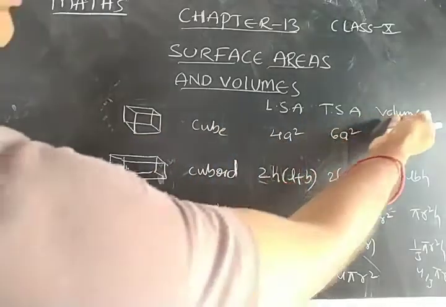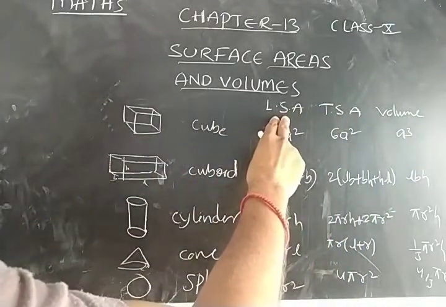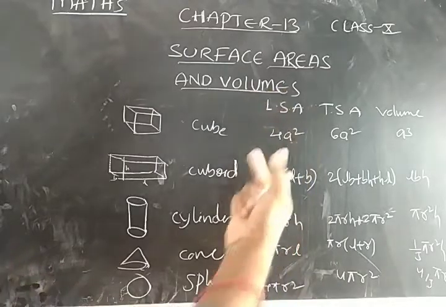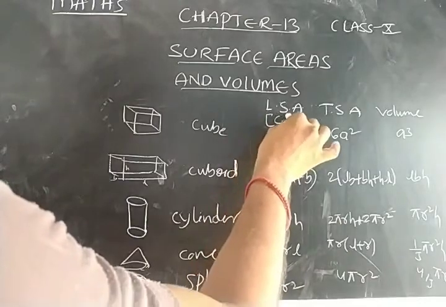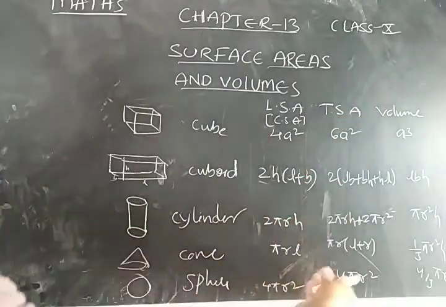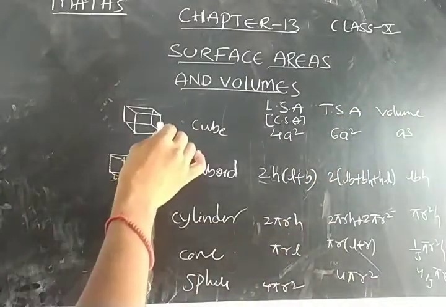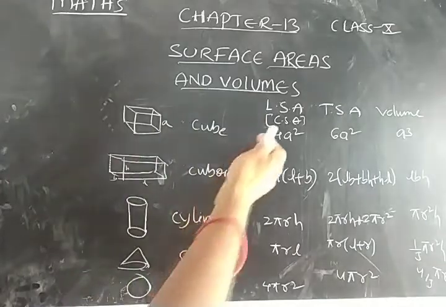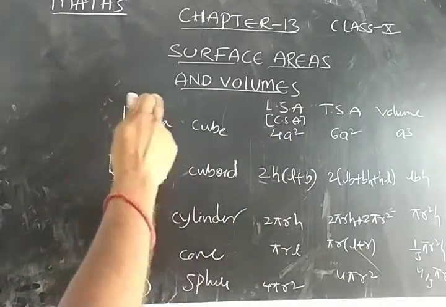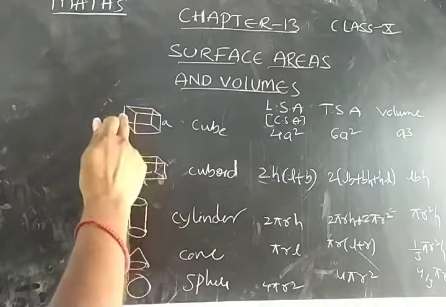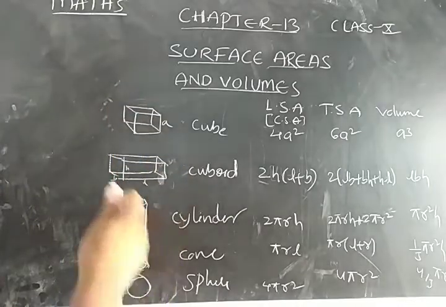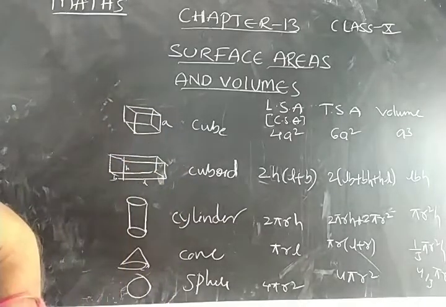And LSA, TSA, volume. What is the full form of LSA? Lateral surface area, or you can read it as curved surface area, known as CSA. TSA is total surface area, and this is volume. For the cube, if the side length is a, then its LSA is 4a square. LSA means 4 sides. Assume this box is a house, then 4 walls: this side, front side, right-hand side, back side. The sum of the areas of 4 walls.